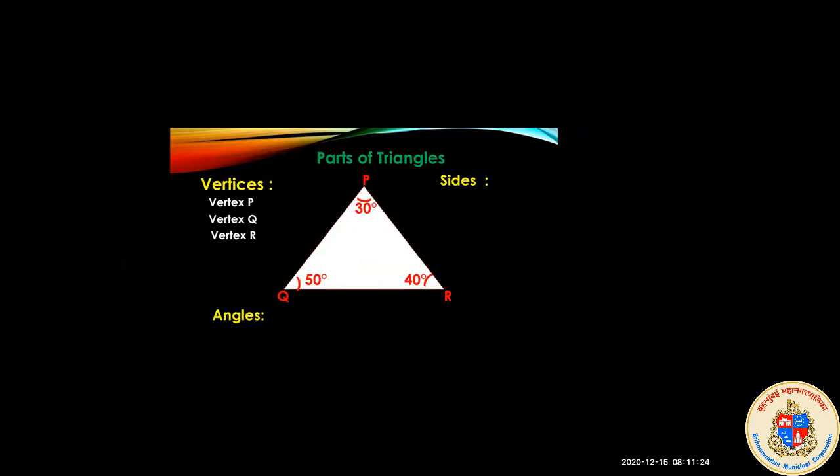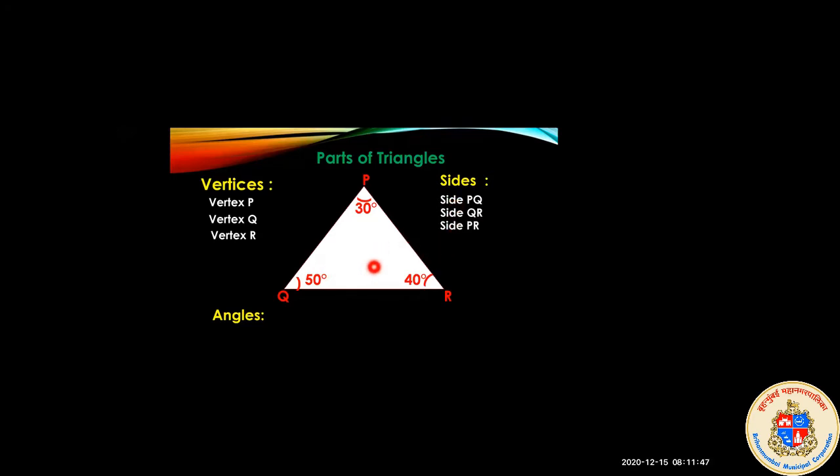Now, can you tell me the sides of this triangle? Side PQ, side QR, side RP. Well done. Side PQ, this is the first side. Then side QR, this is the second side. And the third side is side PR. So, three vertices, three sides.